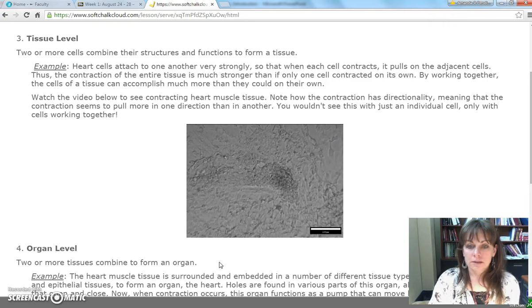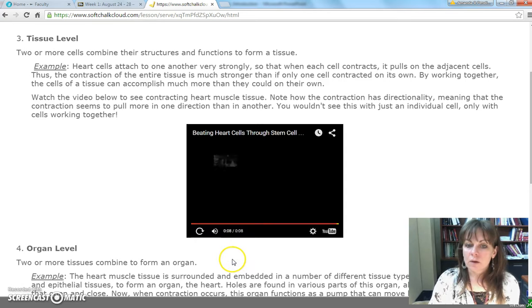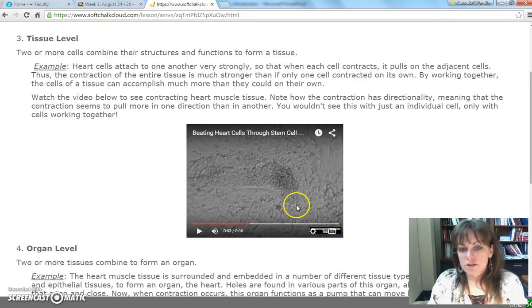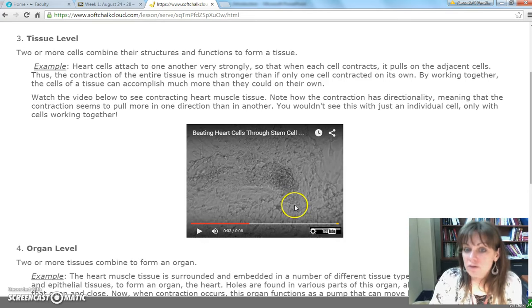Now you should notice they're contracting, but there's something unique going on. They're contracting, but they're contracting towards a center place. So they're starting out on the sides here, here, and here, and they're contracting towards the center together. They're working together to give you a two-dimensional direction of the contraction. That didn't happen with just a cell alone.